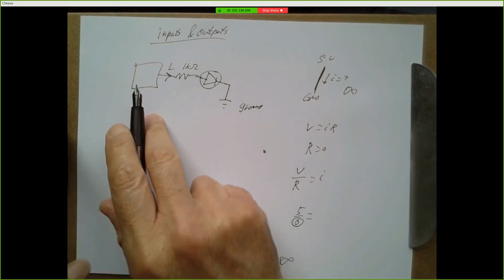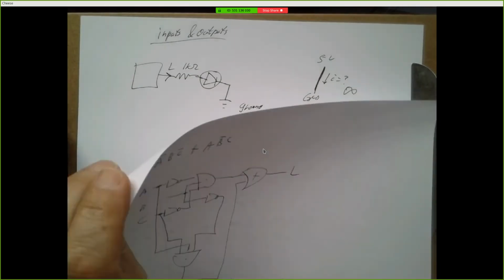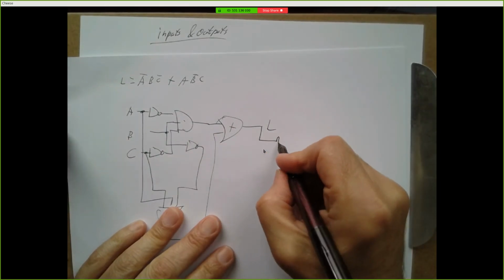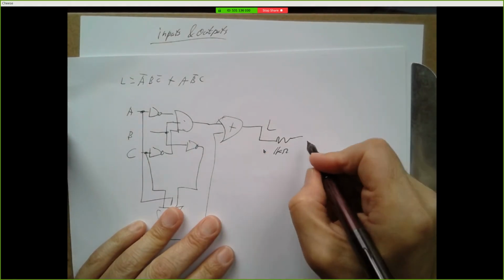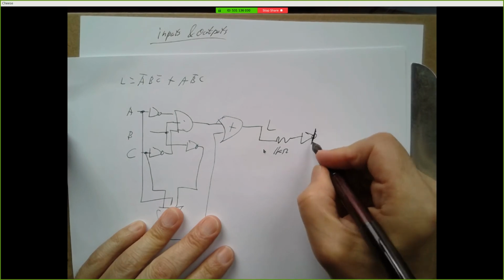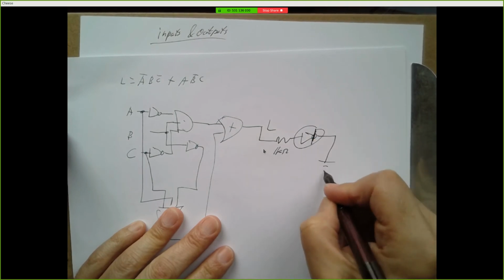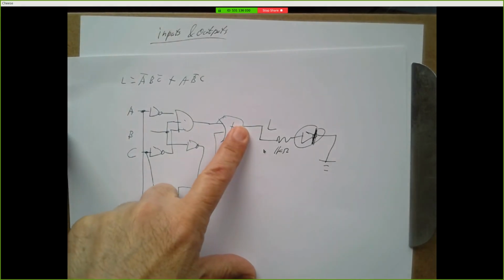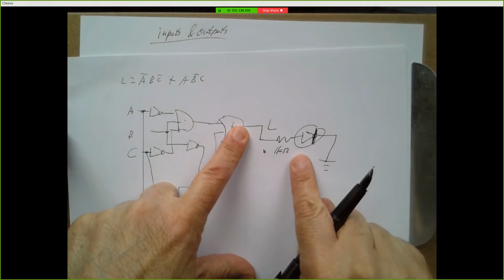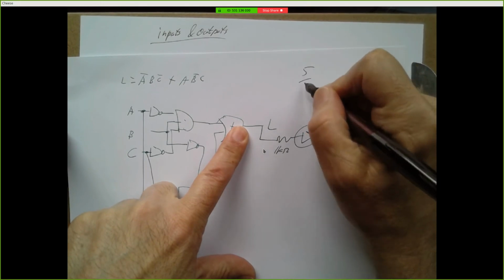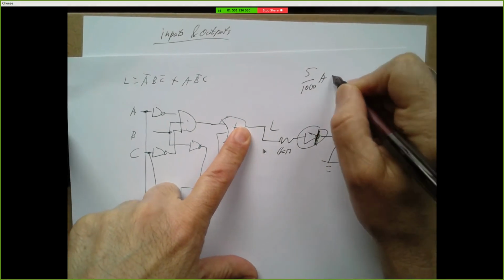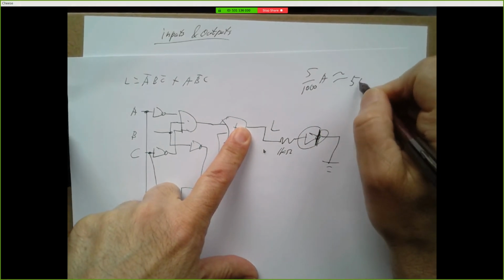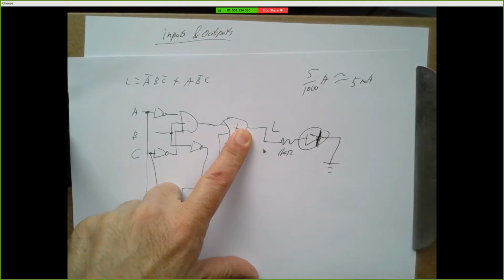Just take your output and connect a 1K resistor, connect an LED, and put the other end on ground. And now if I have a logic 1 coming out of here, 5 volts, this will light up, and it will have about 5 divided by 1,000 amps, which is about 5 milliamps. And that's a good amount of current for an LED.